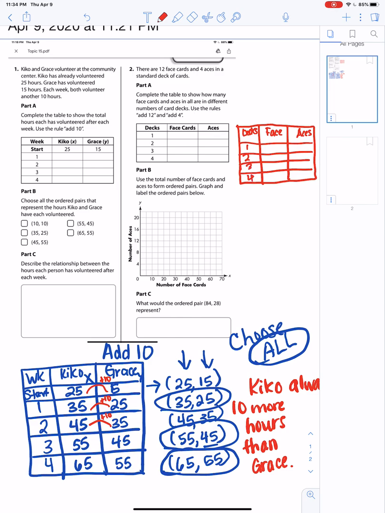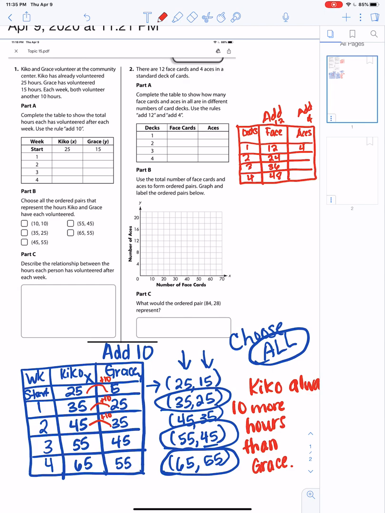So the rule for face cards is add 12. And the rule for aces is add 4. So that means I'm starting with 12 and I'm starting with 4. Now I'm going to focus on just the face cards. If the rule is add 12, 12 plus 12 is 24. 24 plus 12 is 36. 36 plus 12 is 48.